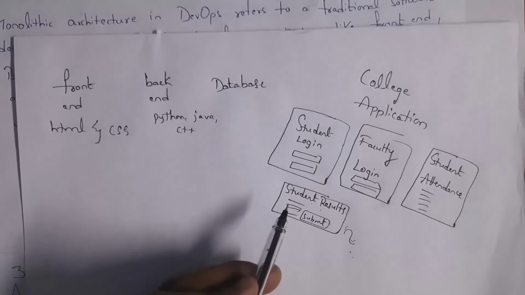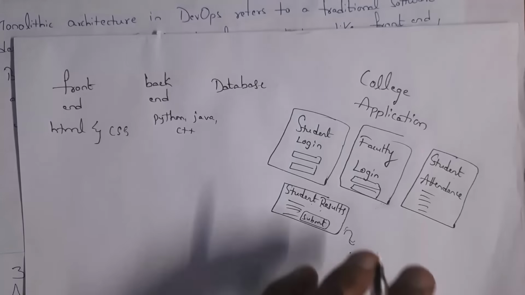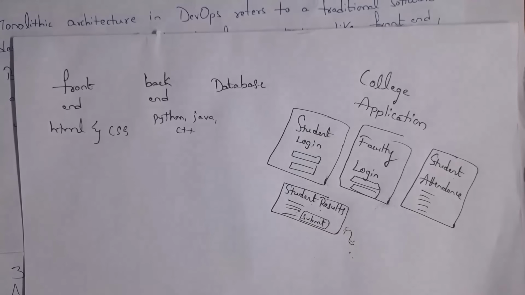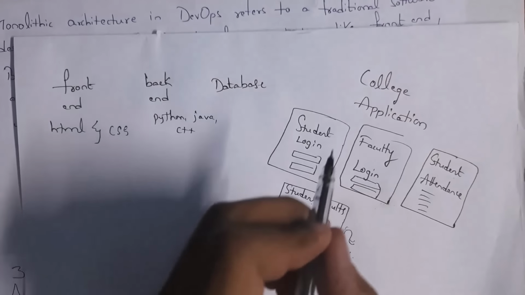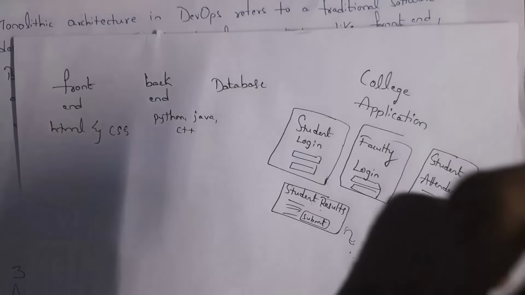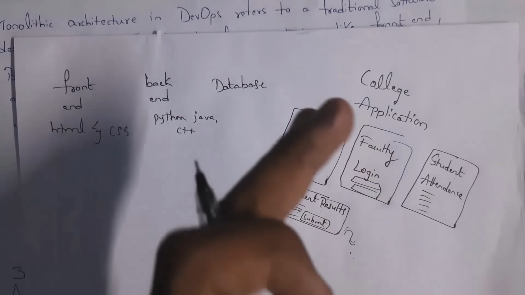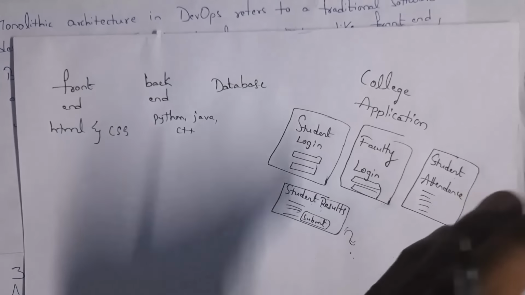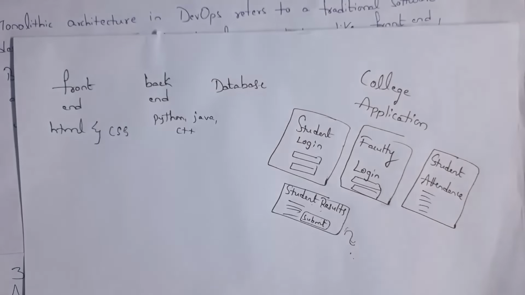So whenever I enter my roll number and click on submit, automatically I can see my results. In the backend, we'll write some kind of code, and based on that, our application will work. And complete data related to this college application, like student names, student results, student attendance, complete information is stored in a database. So a database is used to store information.